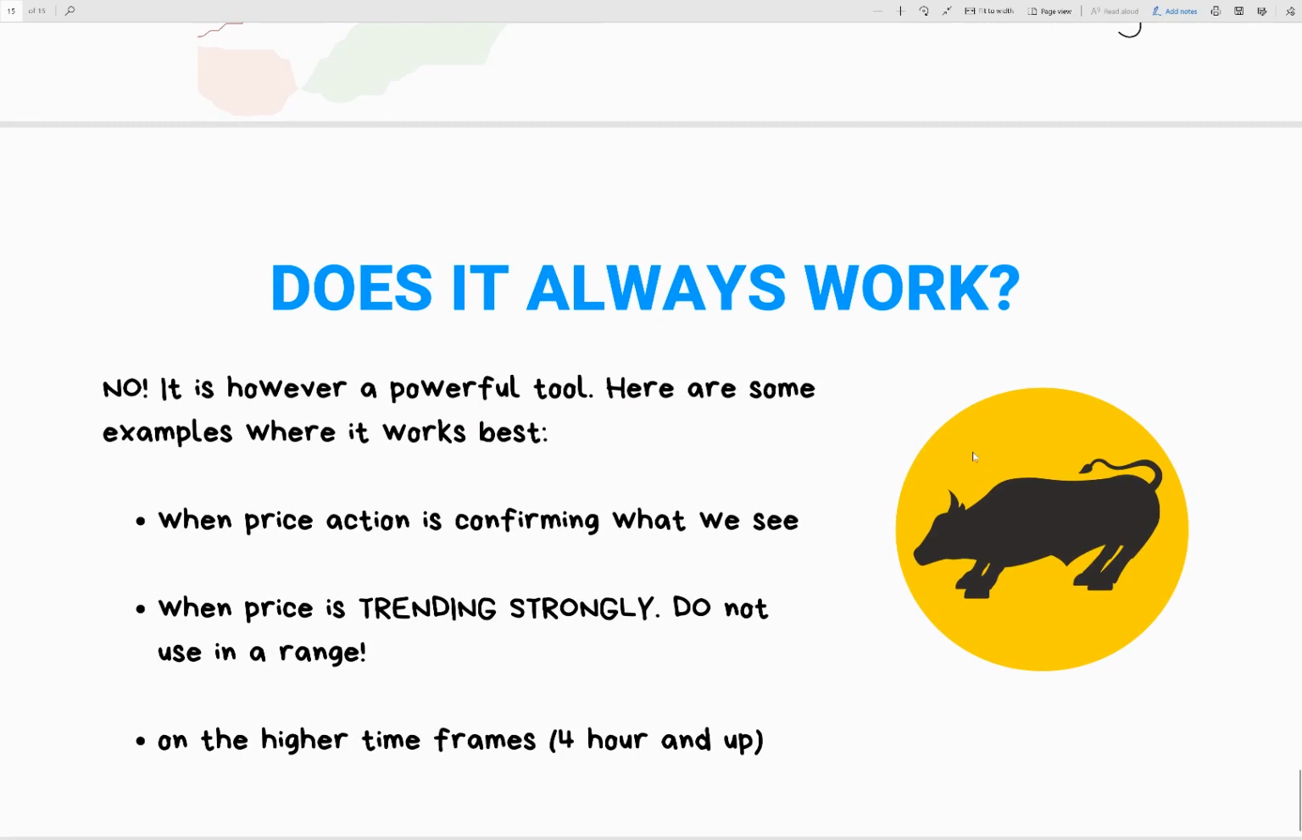Does it always work? I guess that kind of leads me into this. No, it doesn't always work. Definitely not. No indicator does. If it did, we would all be filthy, filthy rich. And I probably wouldn't be sitting here filming this video. I'd be like a multi-billionaire. So no, it is, however, a powerful tool, right? Like I've said, there's confirmation within the tool itself, which is super cool.